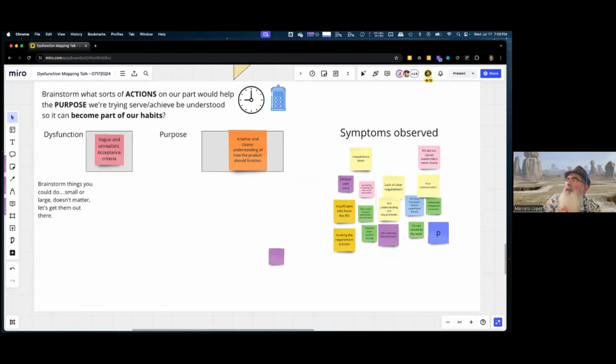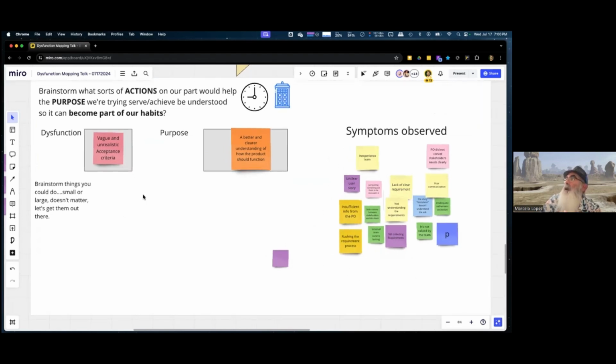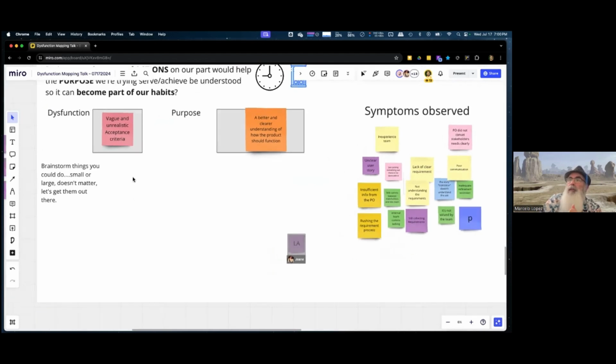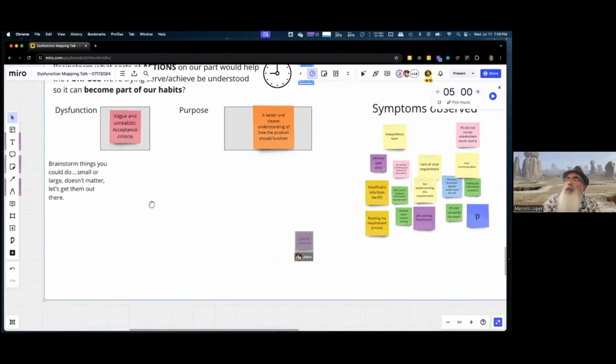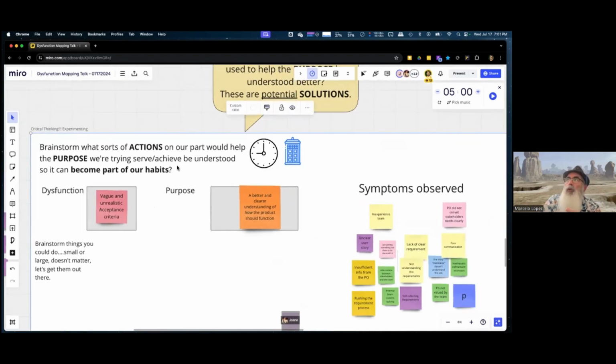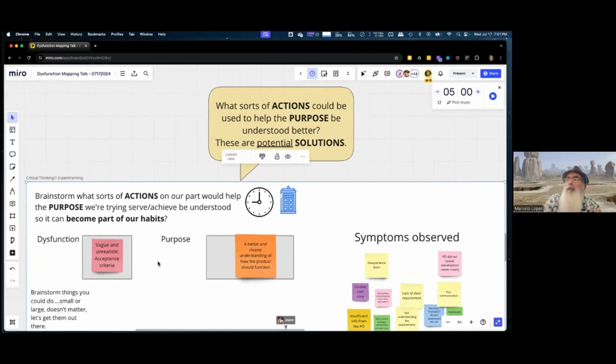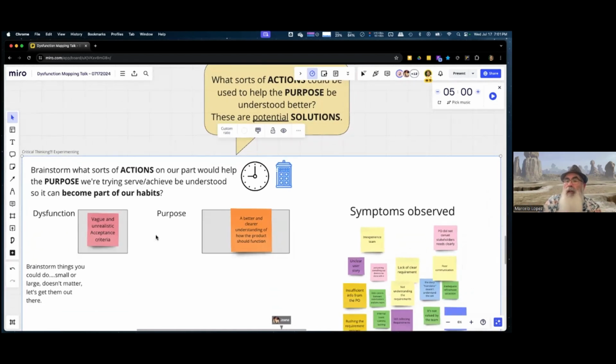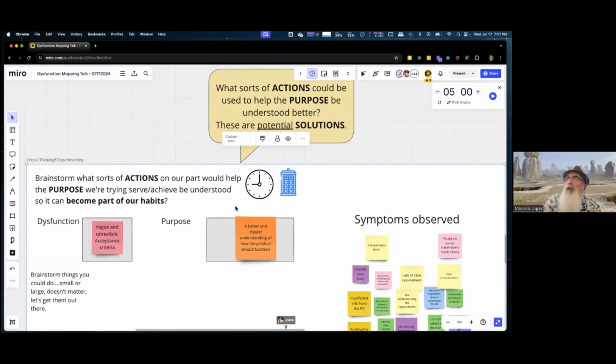In other words, why is this happening? This part of the exercise is now to ask yourselves, and I'm going to give you 5 minutes: brainstorm using some stickies things, small or large, doesn't matter, that you think you could actually do to affect those symptoms in some way. Any symptom, doesn't matter. Things that you could do that could potentially solve your problem with some symptom, that will alleviate the dysfunction and get us to our purpose.